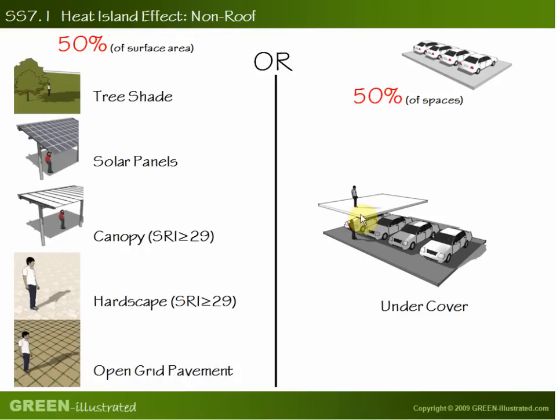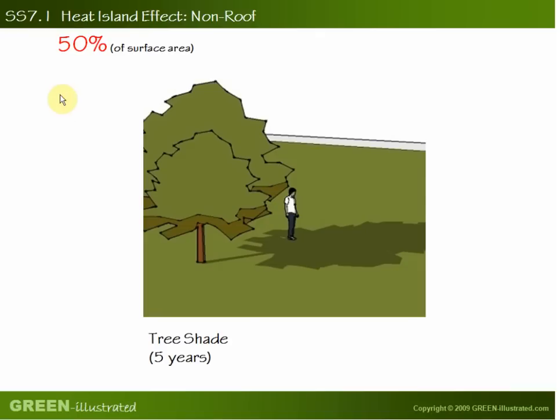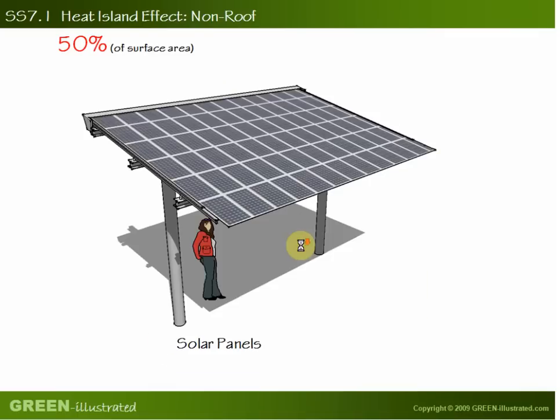So let's start with the first path of treating your ground surface area. The first option is to use trees to shade your ground plane. The amount of shade a tree generates is calculated here for a tree after 5 years of being planted. The second option is to use shade from solar panels, so you would have a canopy or any type of shelter or structure covered by solar panels.